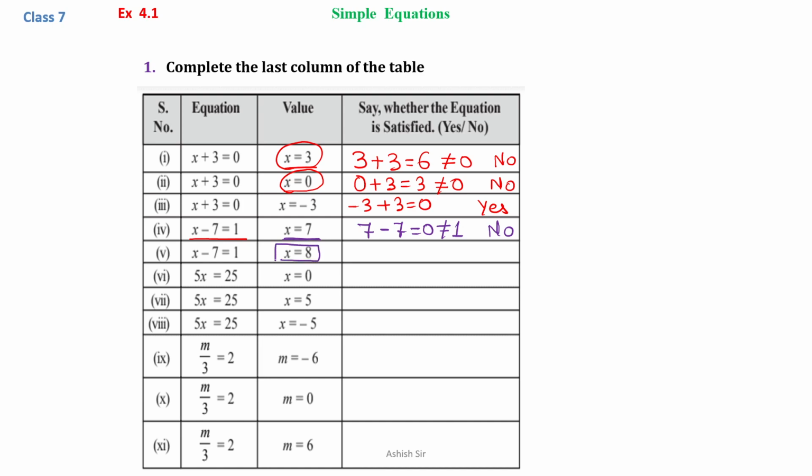Another value is x equals 8. So we'll put 8. 8 minus 7 equals 1. So it is equal to the right hand side. So we will say yes, it satisfies the equation.